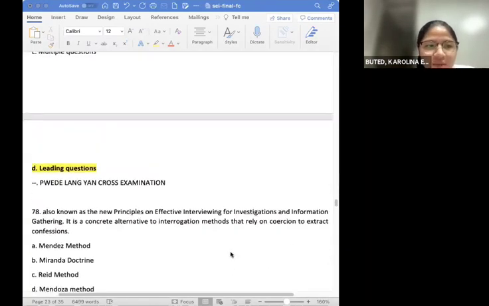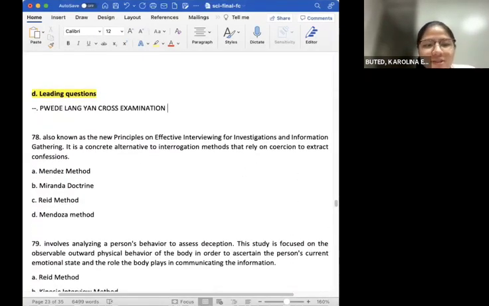Okay, 78. Also known as the principles of effective interviewing for investigations and information gathering. It is a concrete alternative to interrogation methods that rely on coercion to extract confession. Ano ang tawag natin dito? Galing to sa pangalan ni Juan Mendez. Mendez method ang tawag natin dito. Okay? Correct, letter A. Okay?